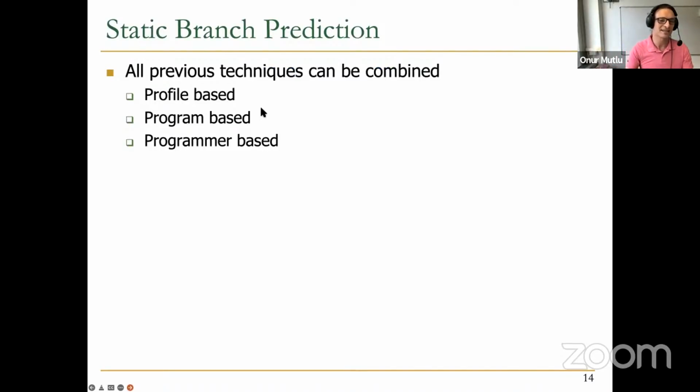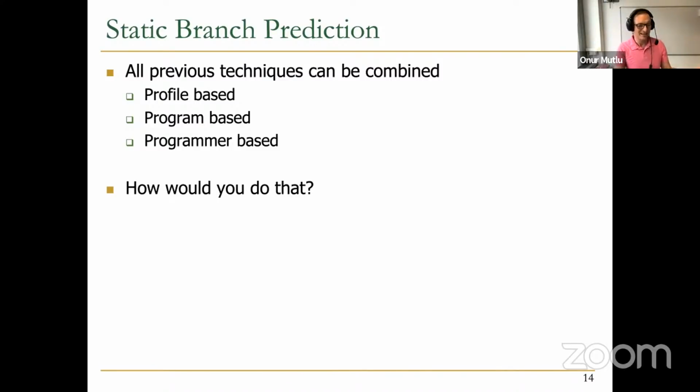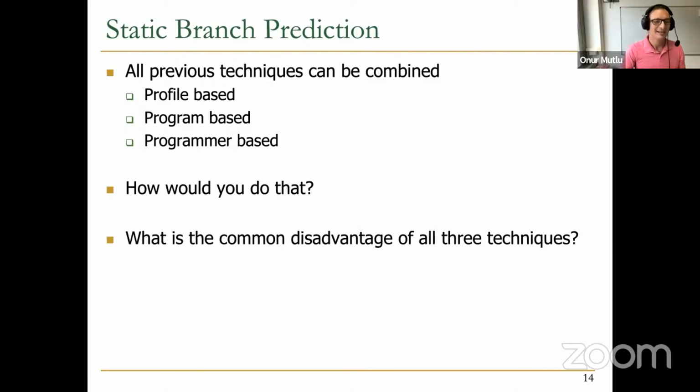Okay, basically, we've covered all of these static branch prediction techniques. I think the ideas are relatively simple over here, and all of them can be combined. You can have profile-based, program-based, and programmer-based techniques. How would you do that? This is interesting, basically. You may have a single hint bit. How would you determine the single hint bit based on all of this information that you get?